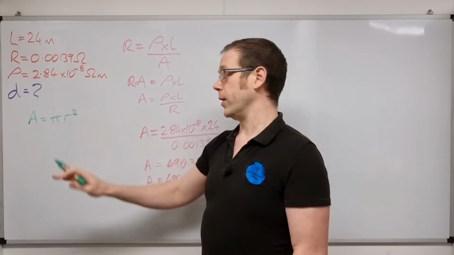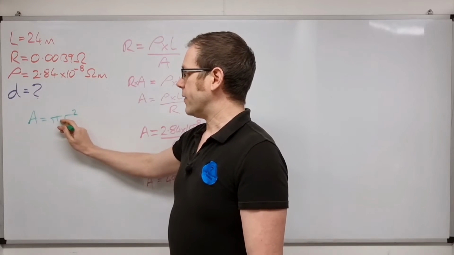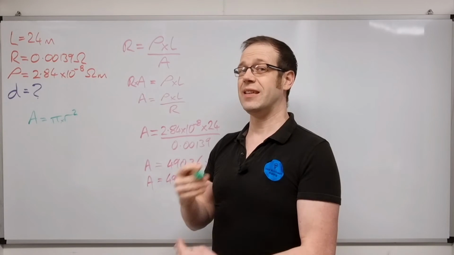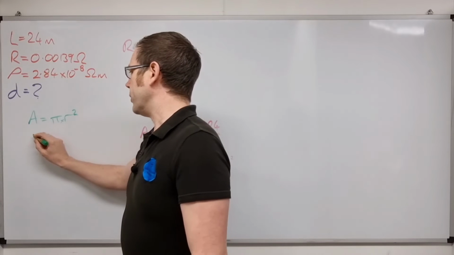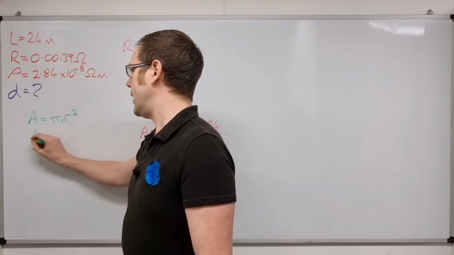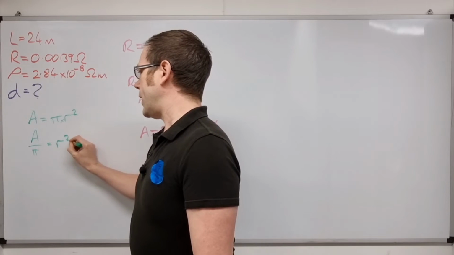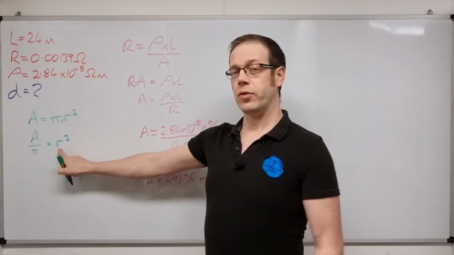We want to get rid of that pi from this side. At the minute we're timesing that by pi, so we want to do the opposite function, which is to divide by pi. So we end up with both sides divided by pi, looks like this. A divided by pi is equal to r squared, and then we want to get r, not r squared.